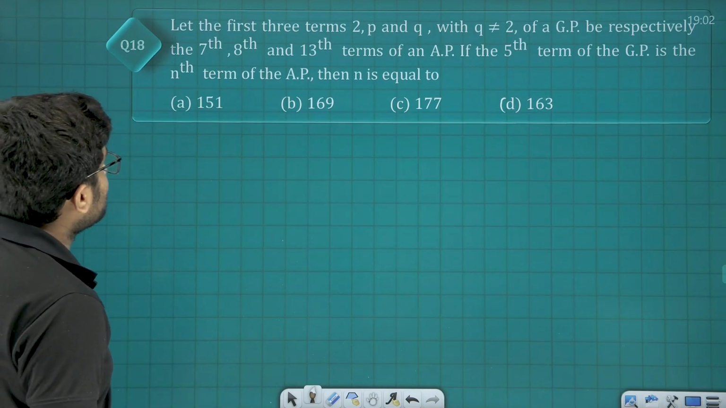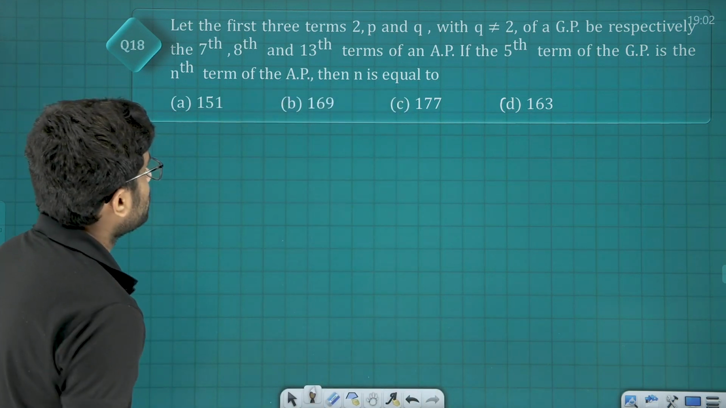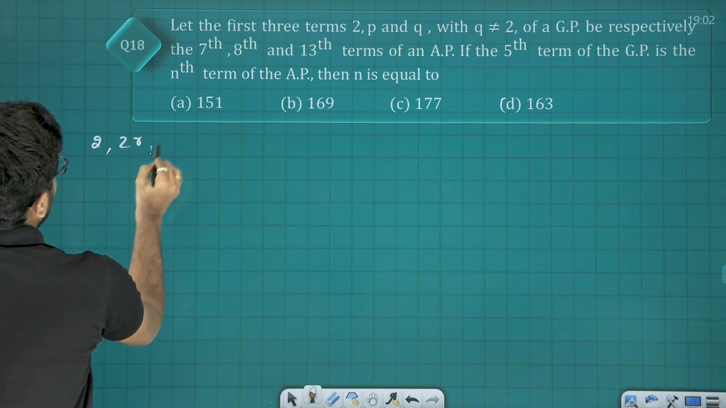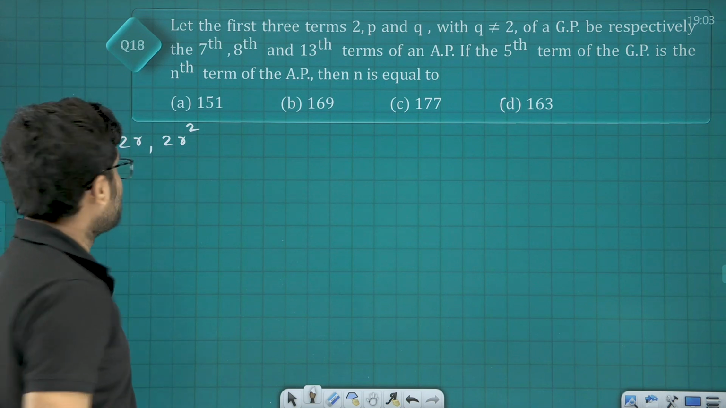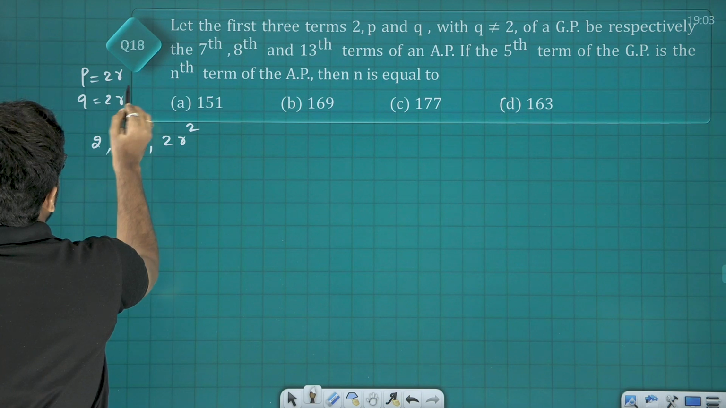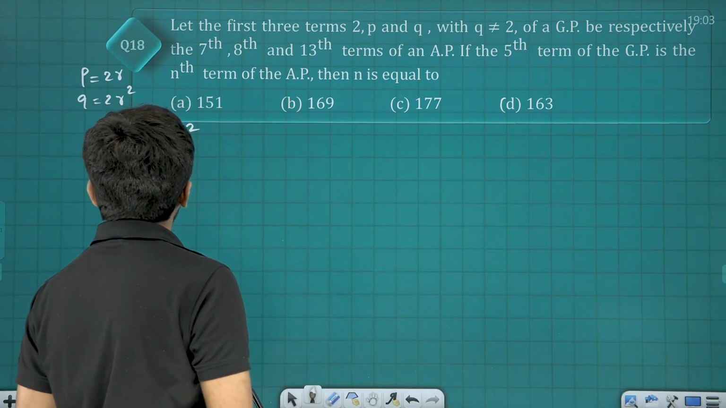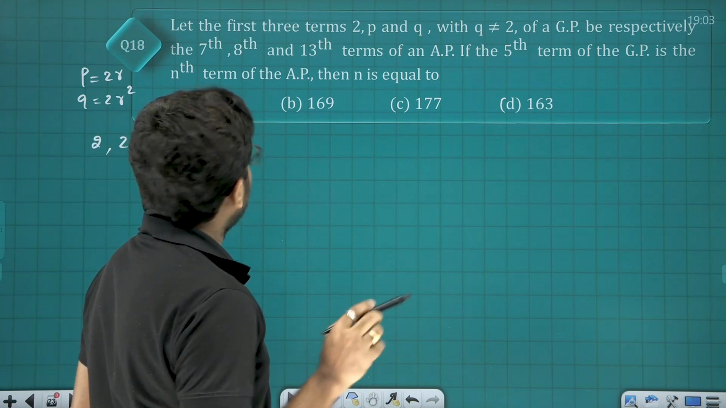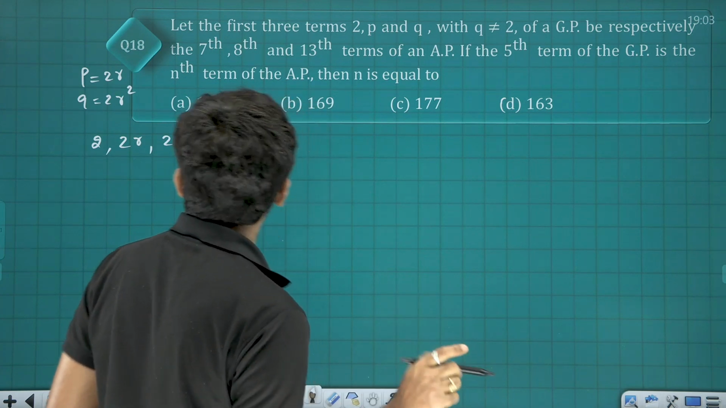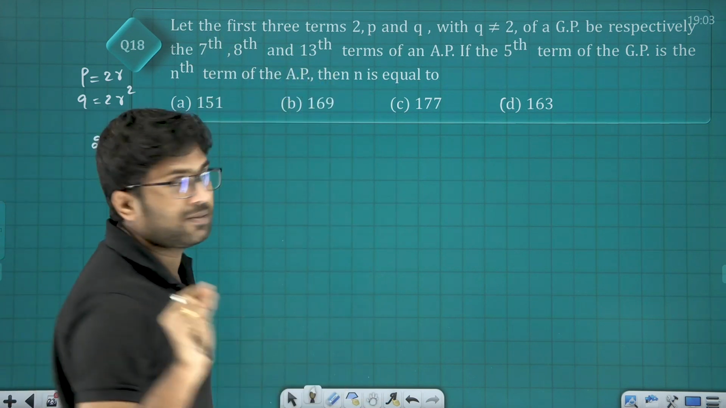Next question. Let the first three terms 2, p and q of a GP. Let's say 2, 2r, 2r square. That means p is equal to 2r, q is equal to 2r square. They are in GP, no? Let r be the common ratio. So p equals 2r, q equals 2r square. Let the first three terms of a GP be respectively these three terms, which are the 7th, 8th and 13th terms of an AP.